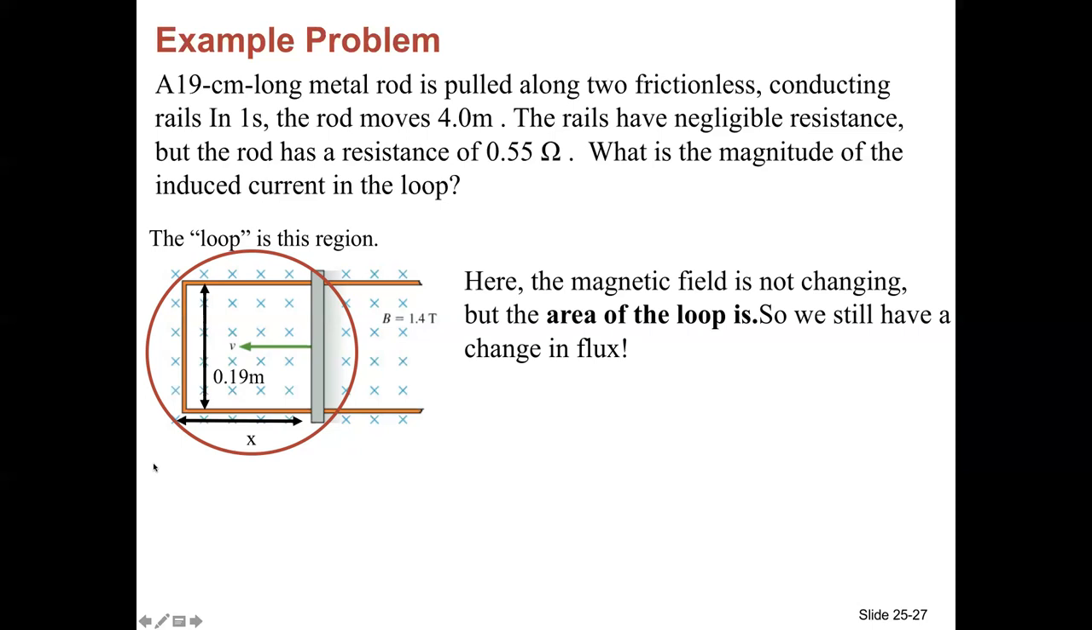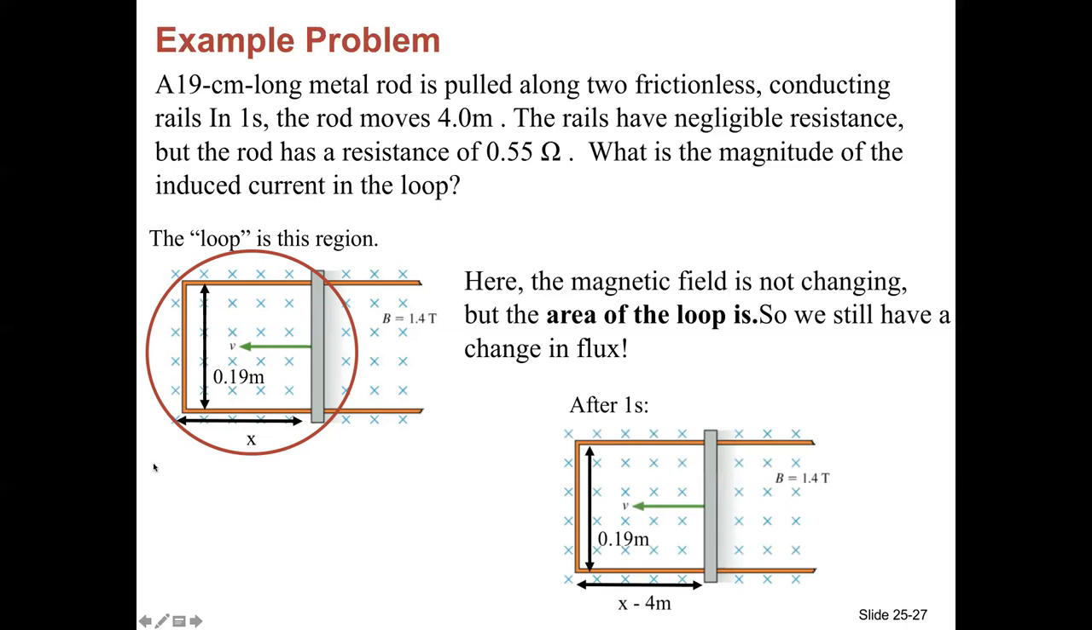what we have to do is calculate our new area. So here in the problem, we move the rod 4 meters. We don't really know how much we change the area, but we know we change this bottom side here by 4 meters. It starts out at some unknown value X. And after we're done pushing it 4 meters, it changes to X minus 4. So our goal here is to compute the change in magnetic flux, divide that by the time it takes, which here is 1 second, and then use that to get an induced voltage. Any questions on the setup of the problem before I move on?